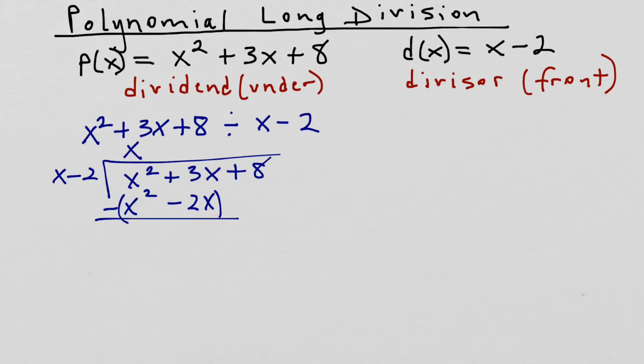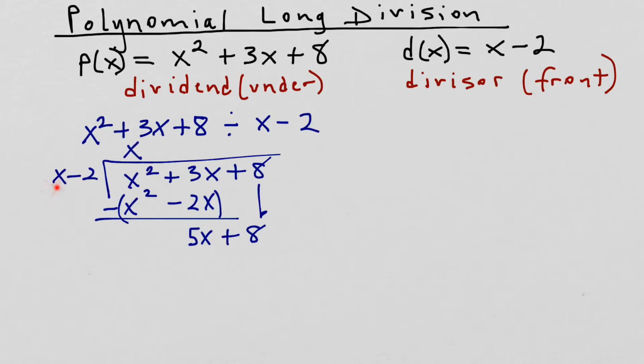3x minus -2x is 3x plus 2x, so that's 5x. And now we bring down another term, plus 8. And we go through this process another time.